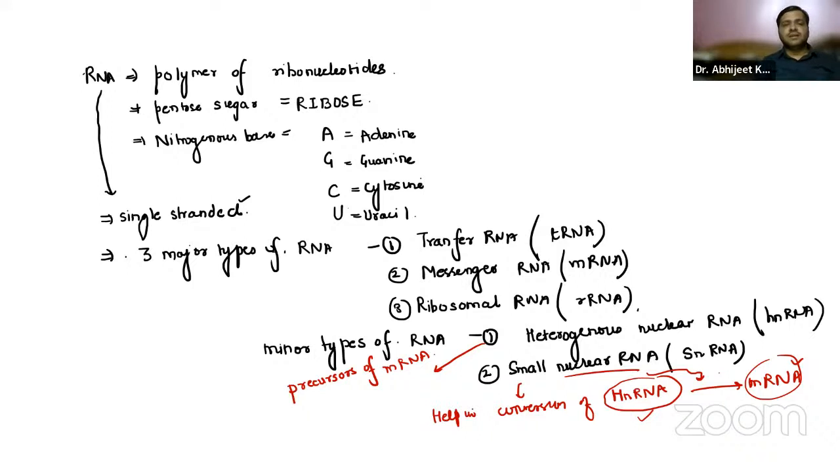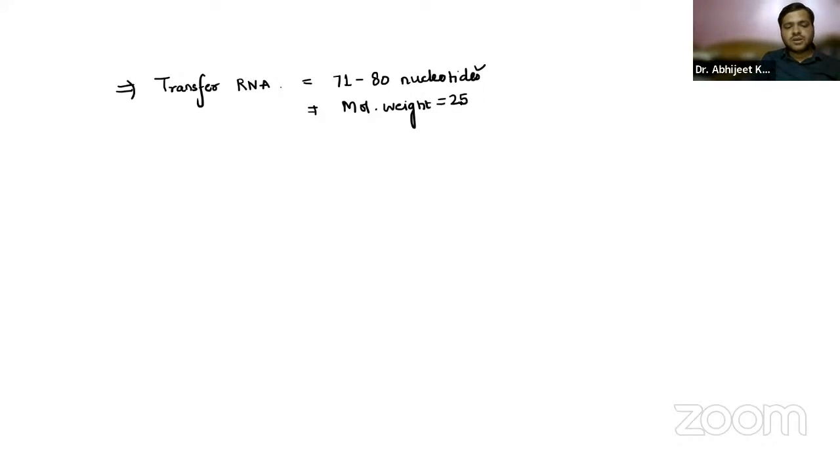Now, coming on to the transfer RNA, guys, we have to discuss each type in detail. Transfer RNA, the tRNA. Remember, it basically consists of 71 to 80 nucleotides. Very, very important. Its molecular weight is approximately 25,000 Daltons. There are 20 types of tRNA corresponding to the 20 amino acids found in proteins.